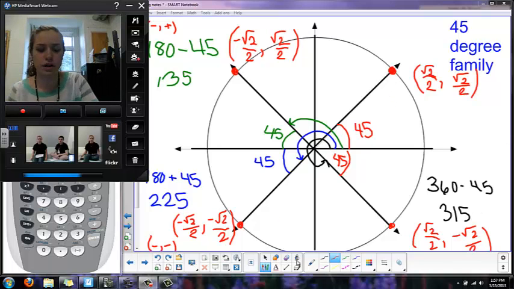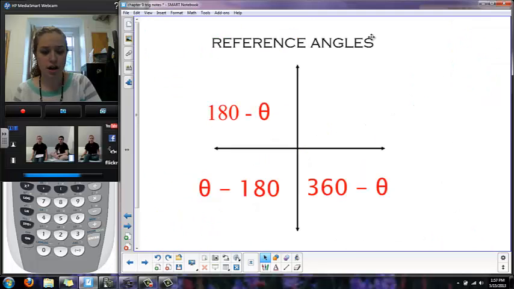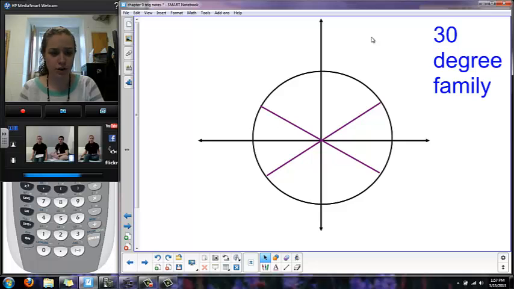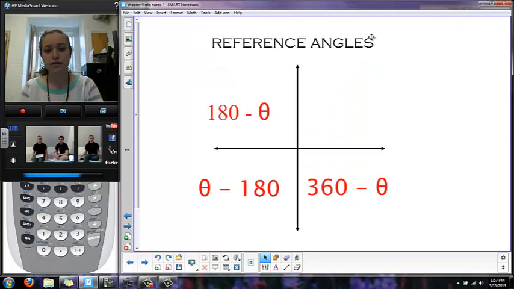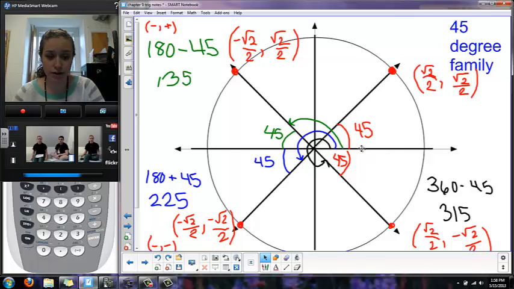Okay, so that was the 45-degree family, so obviously I think that you're going to see a pattern here. We're going to do pretty much the exact same thing with the 30 and 60 degrees, but the first thing that I want you to notice is you see how we have what we call theta, our angle. That's what we have in the first quadrant. Now that's the one that we know the exact value. I know the exact value of the sine and cosine of 45 degrees.